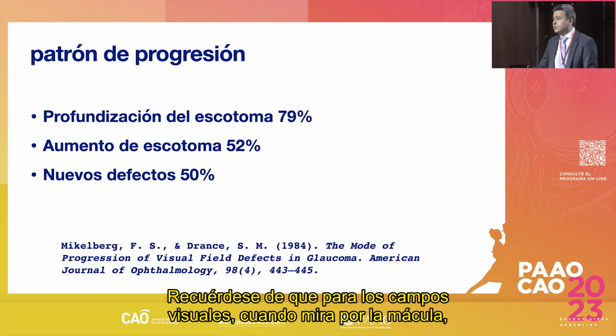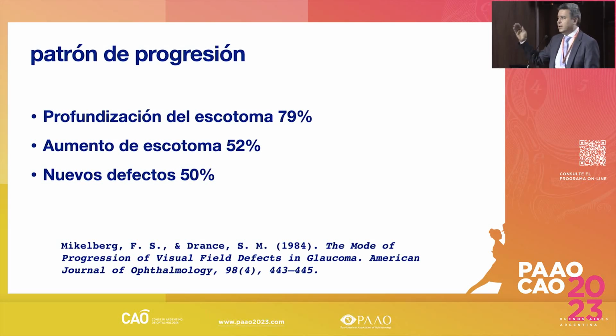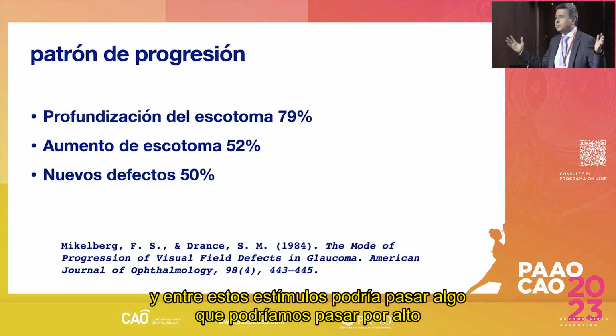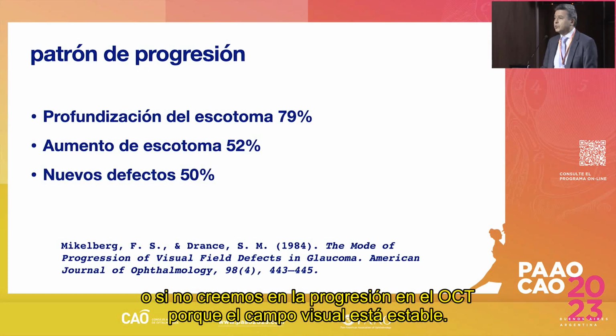And remember, for the visual field, when you're looking outside of the macula or working only with 24-2, you have only one stimulus every 6 degrees. So they are far from one another, and something could happen between these stimuli that you could miss if you just evaluate progression with the visual field, or if you don't believe in progression on OCT because the visual field is stable.